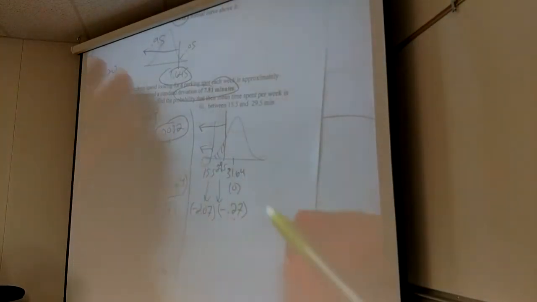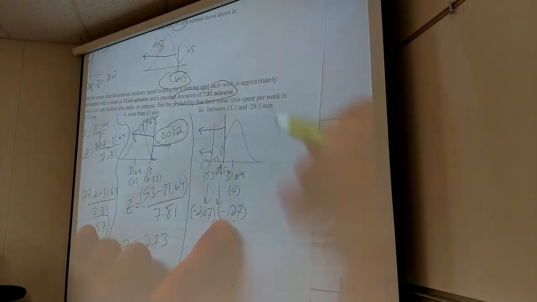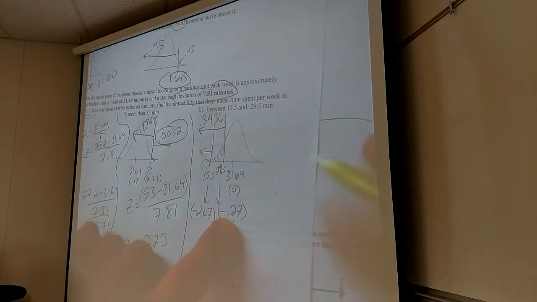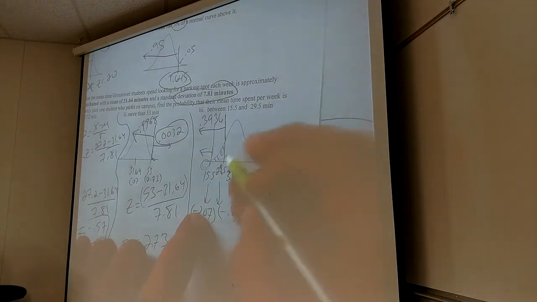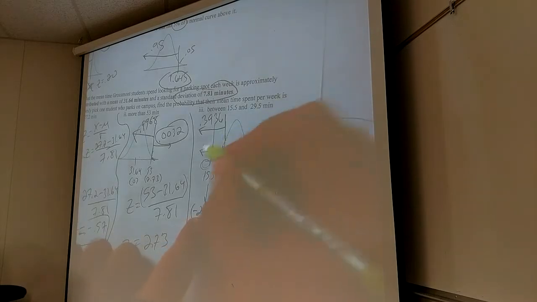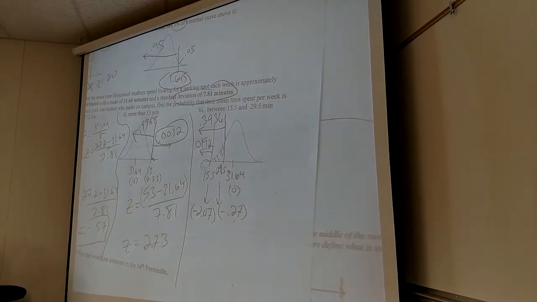So what do you get when you look up negative 0.27 in the z-score chart? What do you get for the area? 0.3936. Sounds about right. Is that what everybody else got? Okay. And then negative 2.07: 0.0192. And again, if you are not able to get these numbers, why are you not asking me right now where those numbers came from? You're going to have to be able to do this on your own. So hopefully everybody sees where those numbers are coming from.